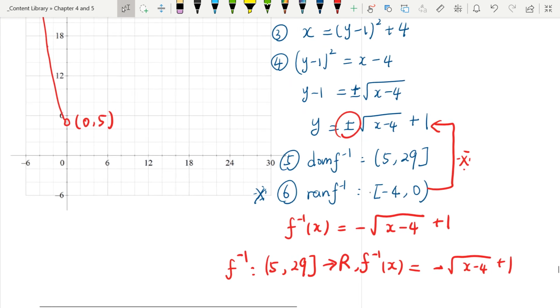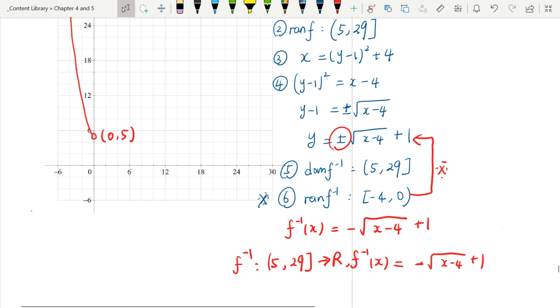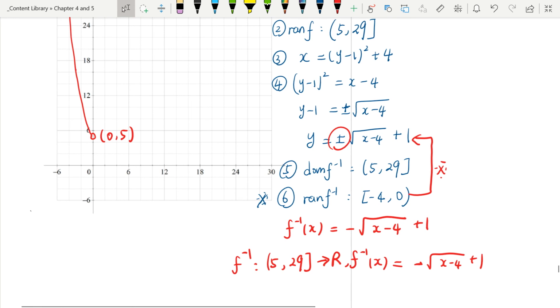Domain of function, step number 5. Oh, no. This is always mapping to R. It's a fixed notation there. I'm not changing that part. In function notation, it won't show you the range.